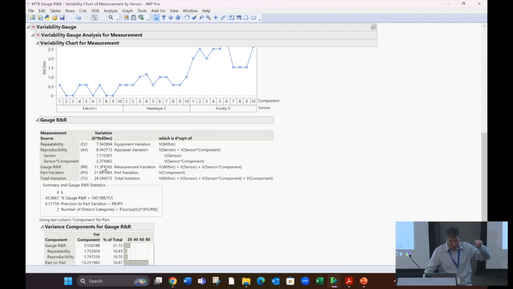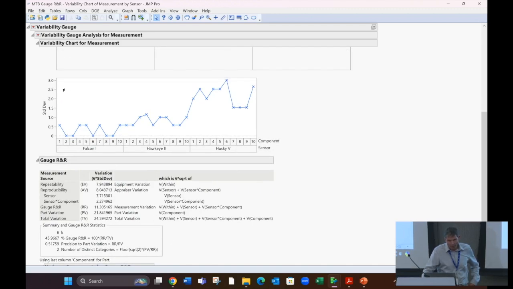If you sum up both of those, then you take the ratio of all these. So the repeatability is just between the average of each of the operators, and the reproducibility is for the sensors and the interaction with the component. And then you've got your part-to-part.